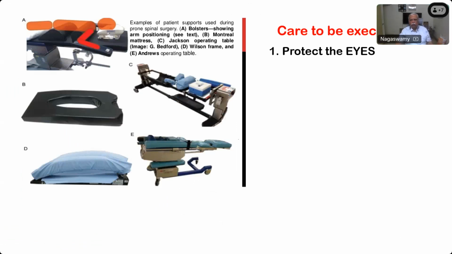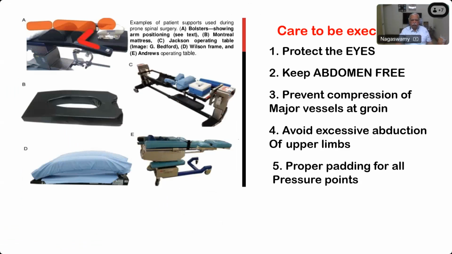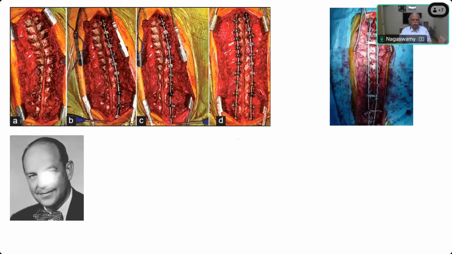So you have to protect the eye, keep the abdomen free, prevent compression of major vessels at the groin, avoid excessive flexion of the upper limb, and provide proper padding of all pressure points. These are the things that you have to take care of, and cover all exposed parts to prevent hypothermia. These are the precautions.